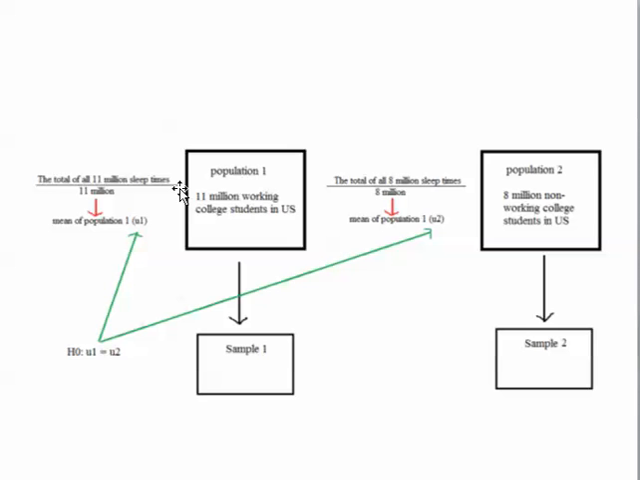So the researcher's final goal is to decide whether or not the population means are equal, and the researcher is simply using the two sample means to try to make that decision.